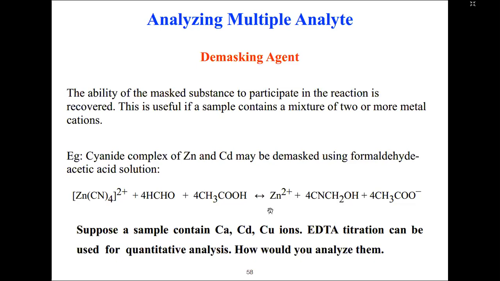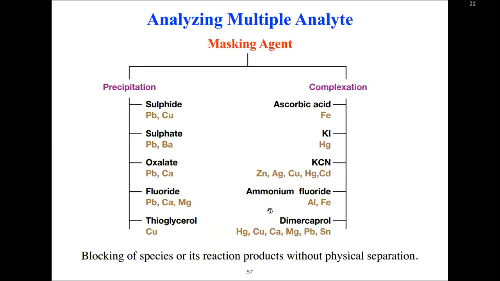So between calcium, cadmium, and copper. Let's go back to this slide: calcium, cadmium, and copper. Okay, so it looks like you can use KCN to mask copper and cadmium. Once you mask copper and cadmium, what remains is calcium, and you can determine the concentration of calcium using EDTA.